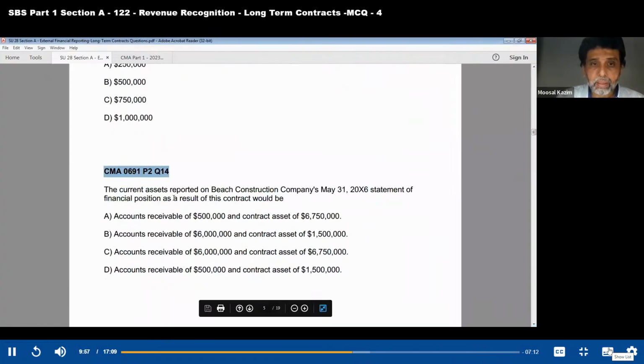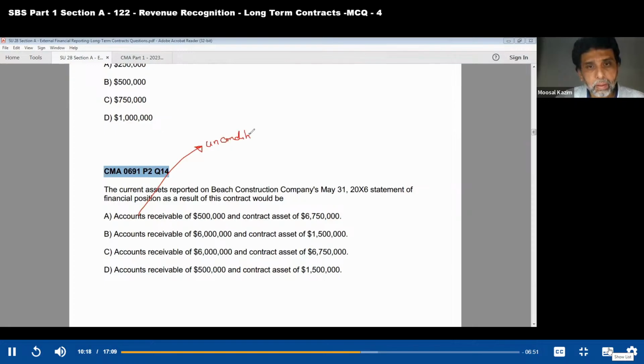So here, the current assets reported on the company's May 2006 statement of financial position or the balance sheet would be, as a result of this contract, would be what? See, one is an unconditional asset. A receivable they have to pay. Okay. Another one is a conditional, right? So they have actually completed a part, but they would be taking it as a percentage basis on how much they have completed. Okay, so the revenue would be recognized that way.